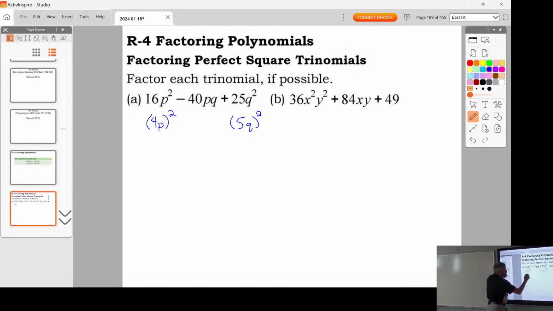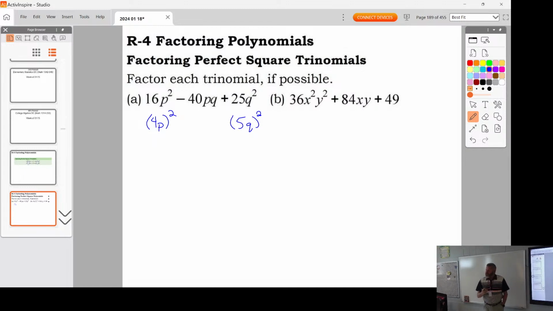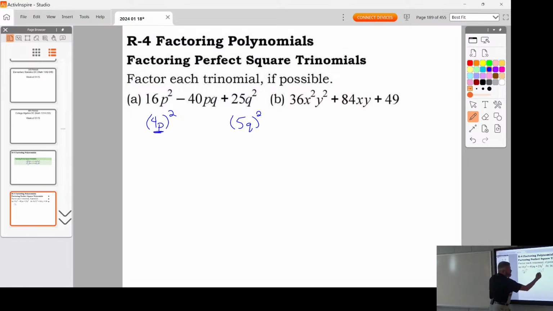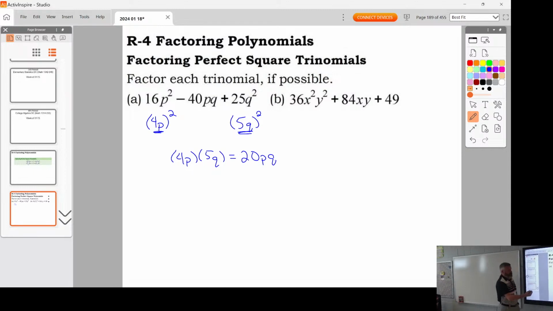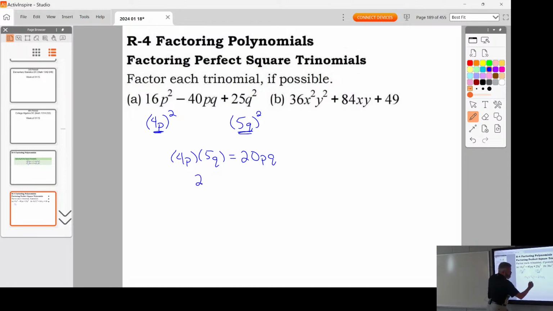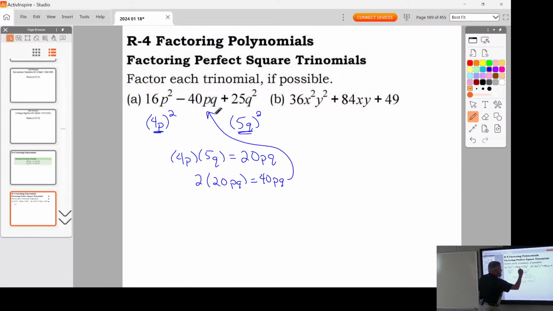Okay, and I'm not going to walk through it this detailed every time. I'm just showing you how to see if it's a perfect square trinomial. If I took a 4p and 5q, just those two pieces, and multiply them together, I would get what? 20pq, right? What happens if you double 20pq? Which is exactly what that is.